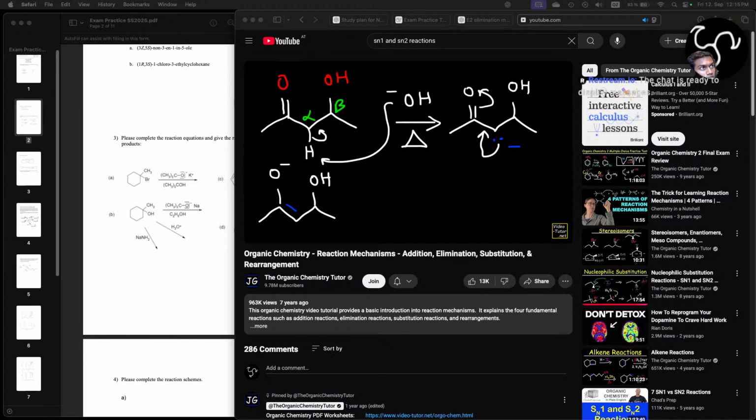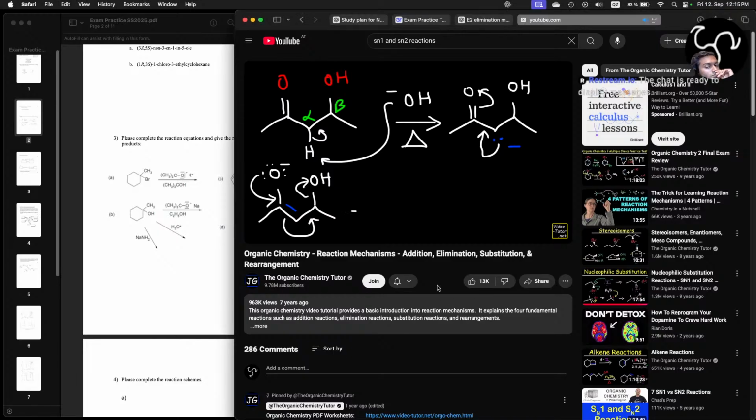Now, in the next step, the oxygen can use one of its lone pairs to reform a pi bond, causing this double bond to move here, expelling the OH group. So in this reaction, we're kicking out a poor leaving group, and we're also getting rid of a hydrogen atom. So what type of reaction is this? So this is our final product.